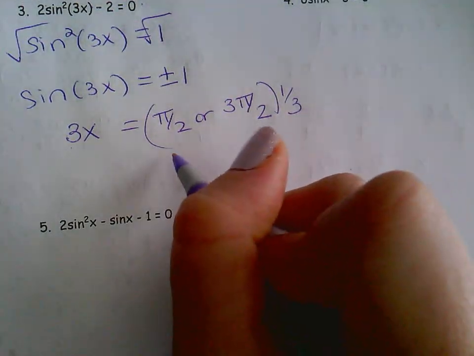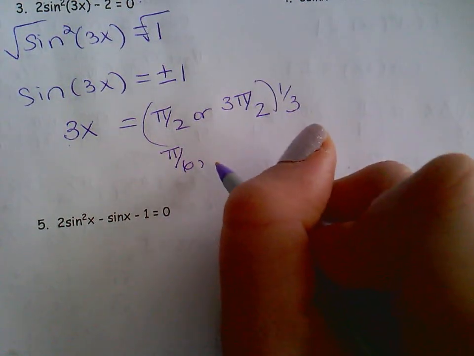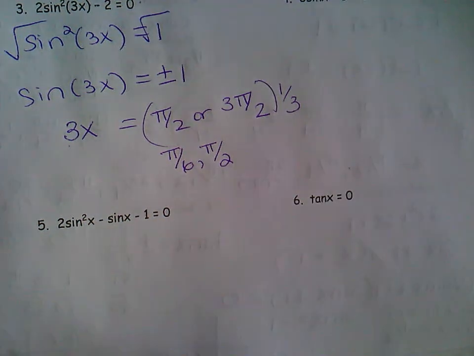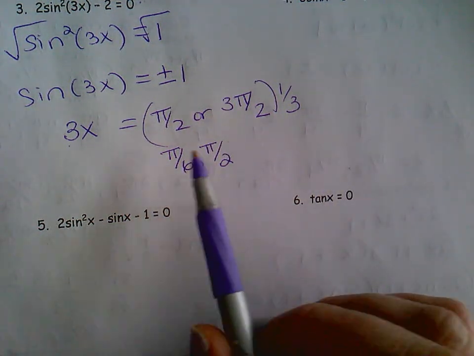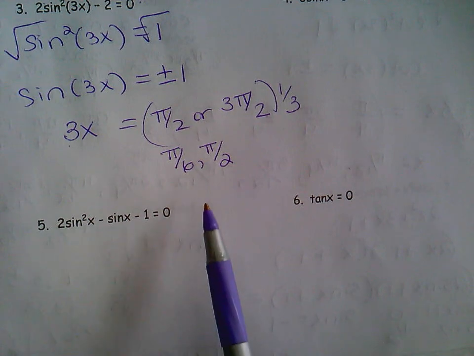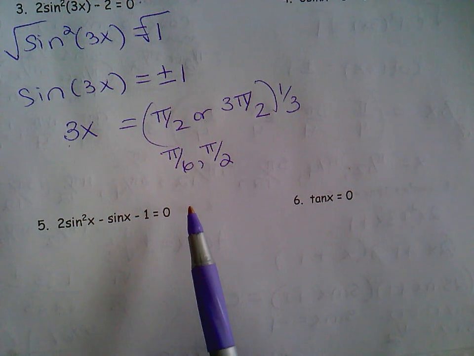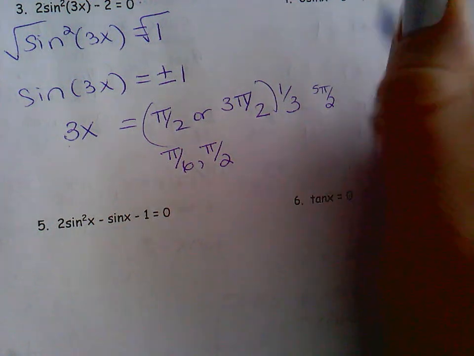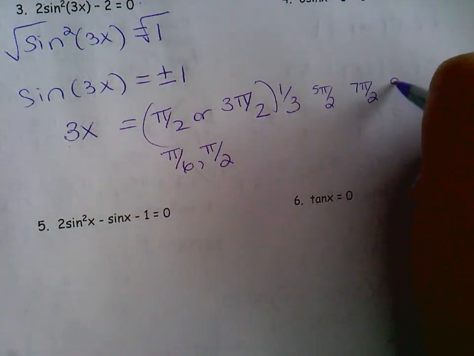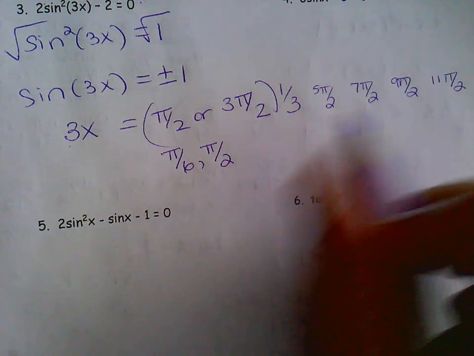So this would become pi over 6, and let's see, the 3's cancel, so I would just have pi over 2. But now I can actually keep going because I haven't gone all the way around 2 pi yet. So let's think. Pi over 2, now 3 pi over 2 on the bottom. So if I add another pi, I'd be at 5 pi over 2. If I add another pi, I'd be at 7 pi over 2, 9 pi over 2, and 11 pi over 2. 1, 3, 5, 7, 9, 11.